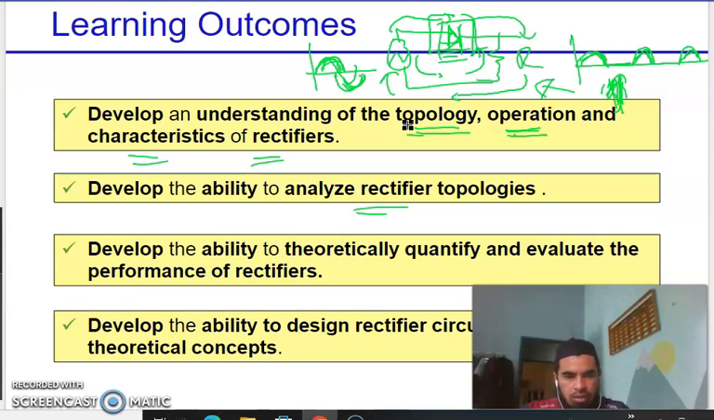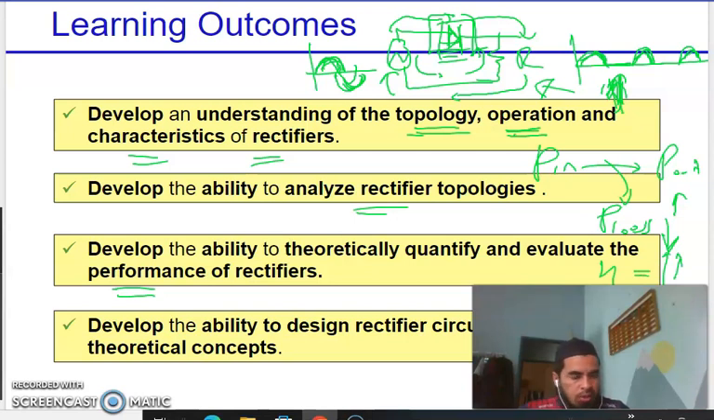Later we shall see how much we put in as input, how much goes out as output, and how much actually turns into loss. When we talk about performance, it means the efficiency. P out is high, P loss is low, so the efficiency is high.